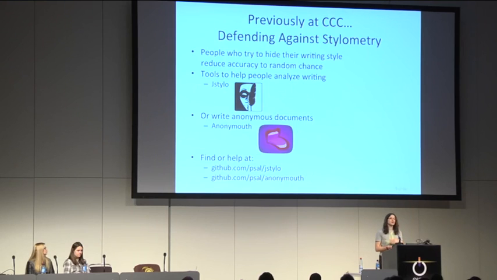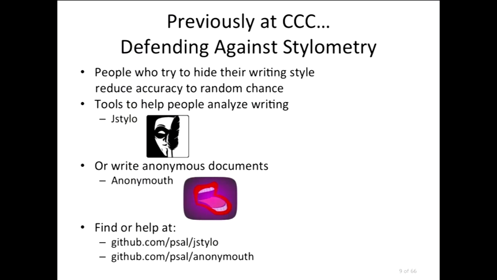So previously at CCC, the question that we asked in my lab was how strong are these techniques when people are actually trying to fool them? And we found that people in general were able to reduce the accuracy of these techniques by writing in a specific way to try and hide their writing style or to imitate another author. We had actually asked people to imitate Cormac McCarthy in this case.